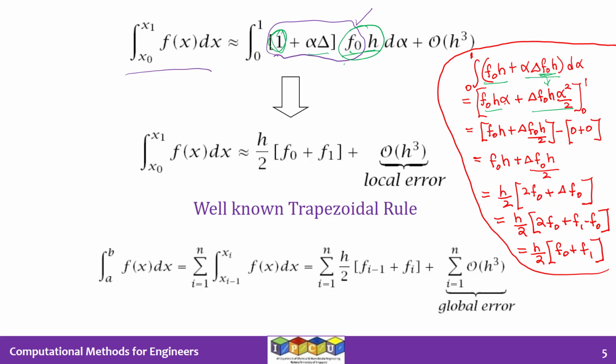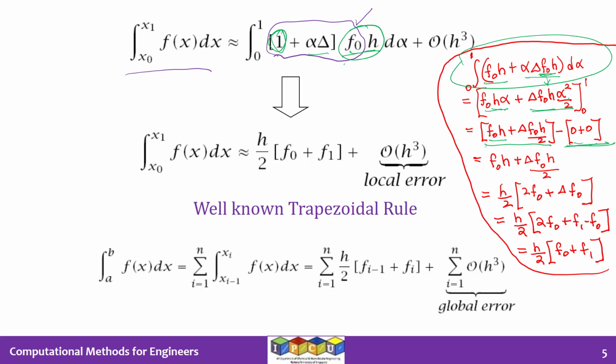When you put alpha is equal to 1, you get this to be f naught h and this to be delta f naught h 1 squared by 2, which is delta f naught h by 2. And when alpha is equal to 0, you get 0 from this term and 0 from this term. So the answer of the integration evaluated at the upper limit, which is alpha is equal to 1, minus the answer of the integral evaluated at the lower limit, which is 0, is the value of that definite integral. So you can see that is going to be equal to f naught h plus delta f naught h by 2.